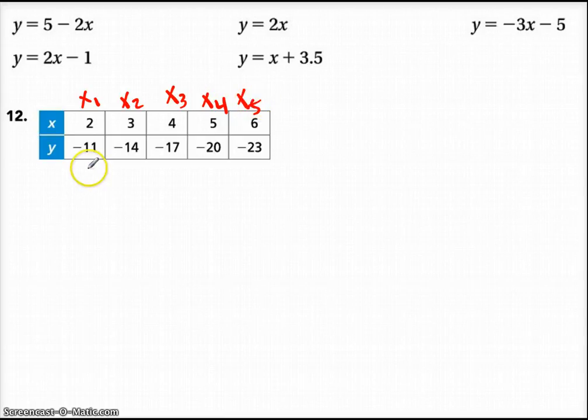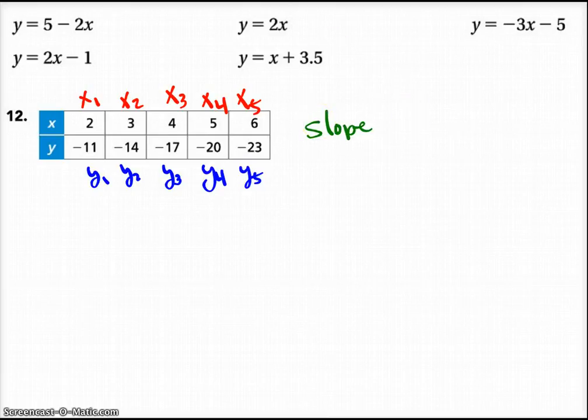On the bottom, I could do the same thing. y1, y2, y3, y4, and y5. Now I know my slope is y2 minus y1 over x2 minus x1. Now that's just a generalization of 2 points. I could choose any 2 points I want. I can do x5 minus x3. I can do x4 minus x1. That's fine. I'm just going to choose two numbers. It doesn't really matter. I'll stick to y2 and y1.